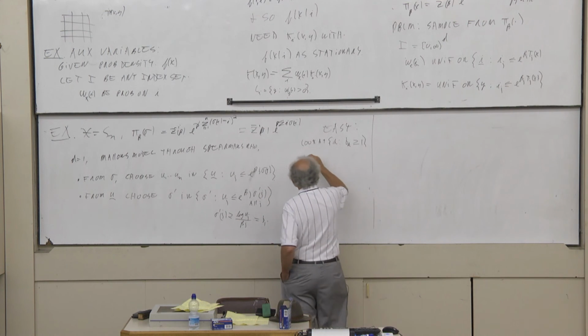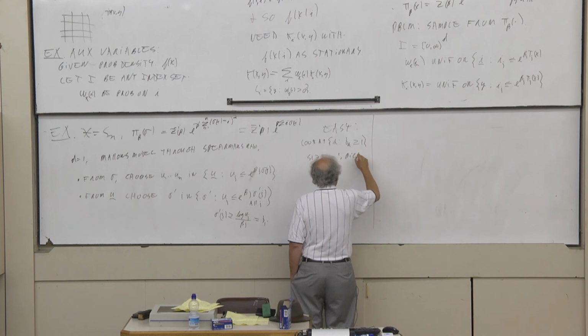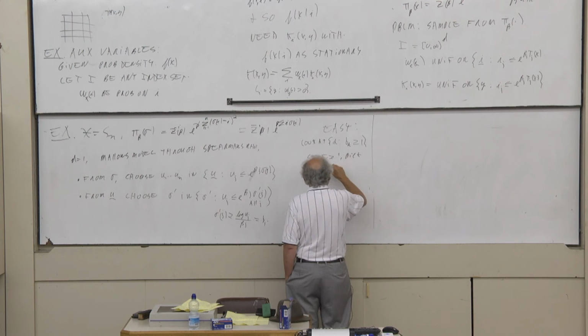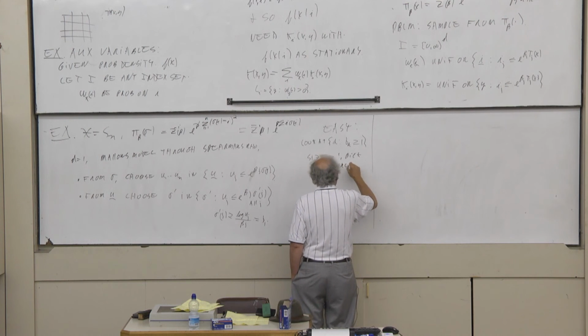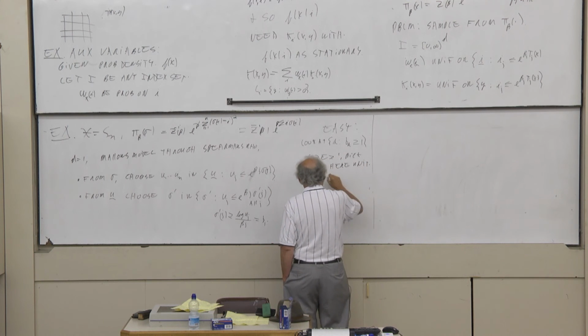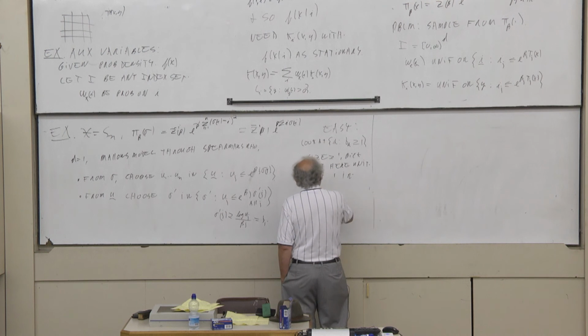So this is a set of size bigger than or equal to 1. Pick an element in this set uniformly, and put 1 in it. And then just keep going.